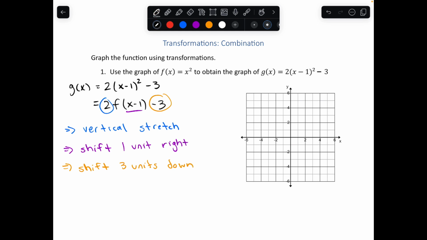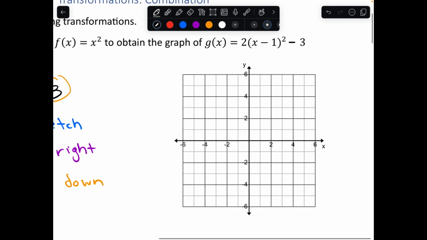Let's actually start drawing our function. So, as always, I like to draw the base function first. And of course, we can use some points to get a good sketch. So, negative 1 squared is 1. Negative 2 squared is 4. 1 squared is 1. And 2 squared is 4. So that's enough to sketch my base function.